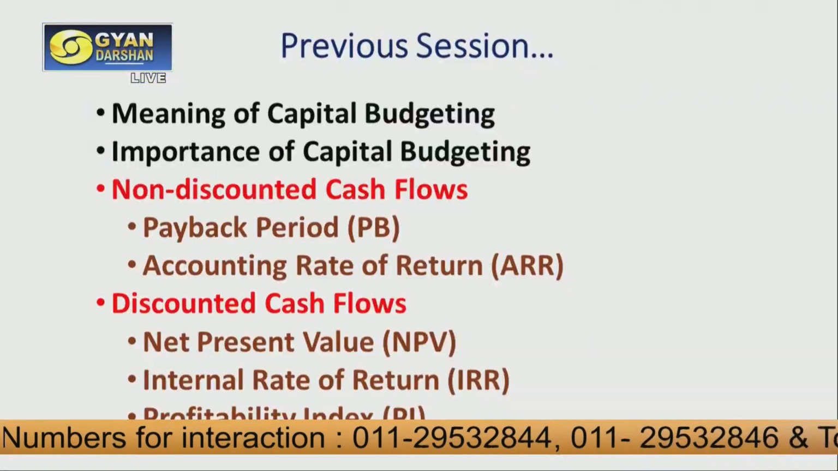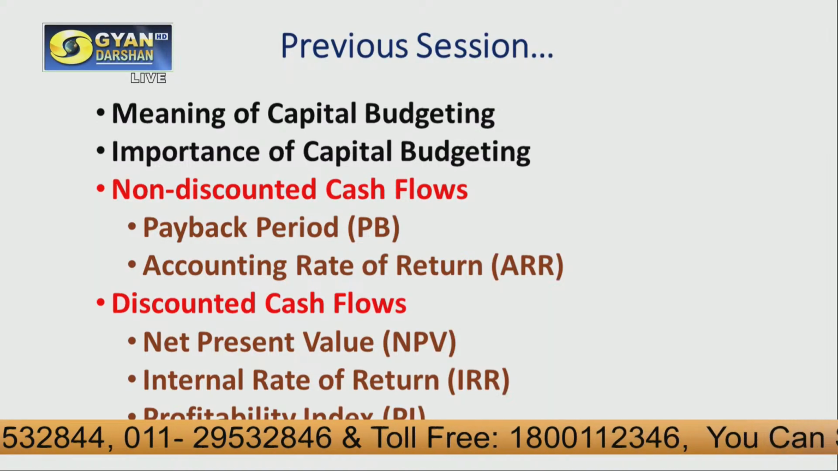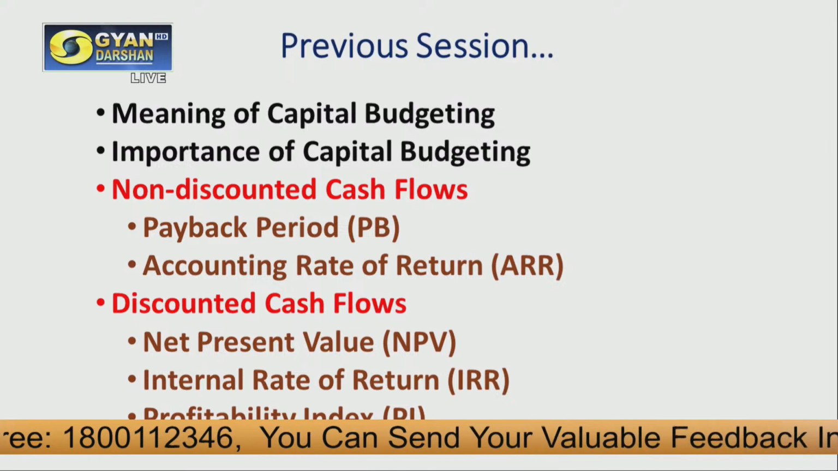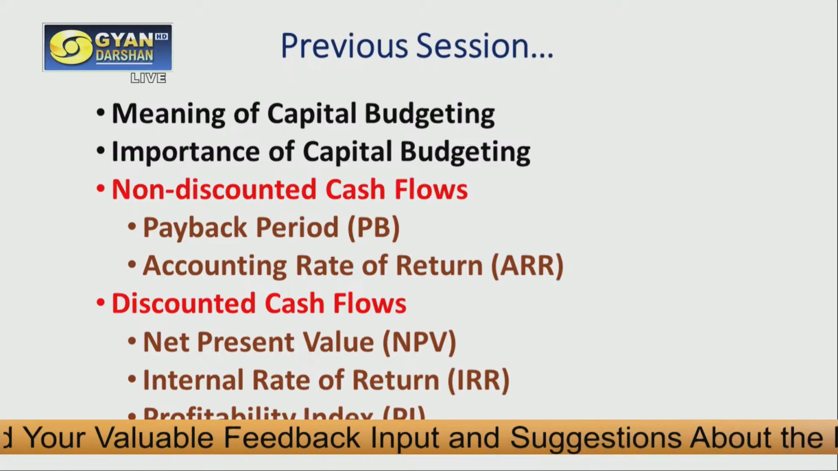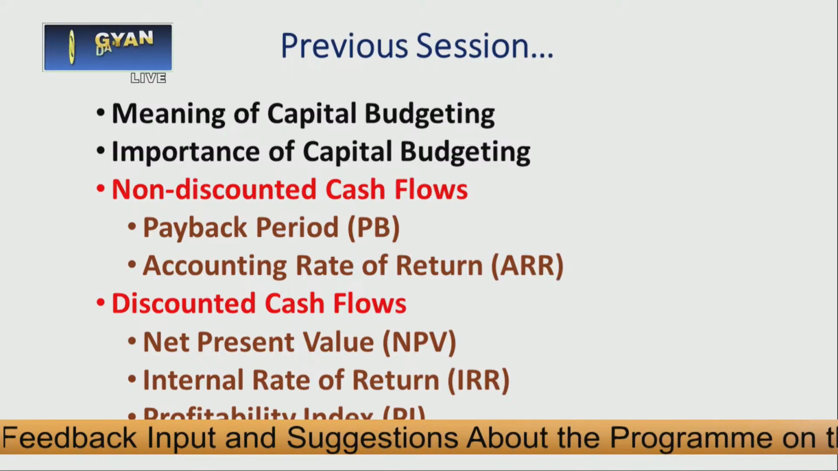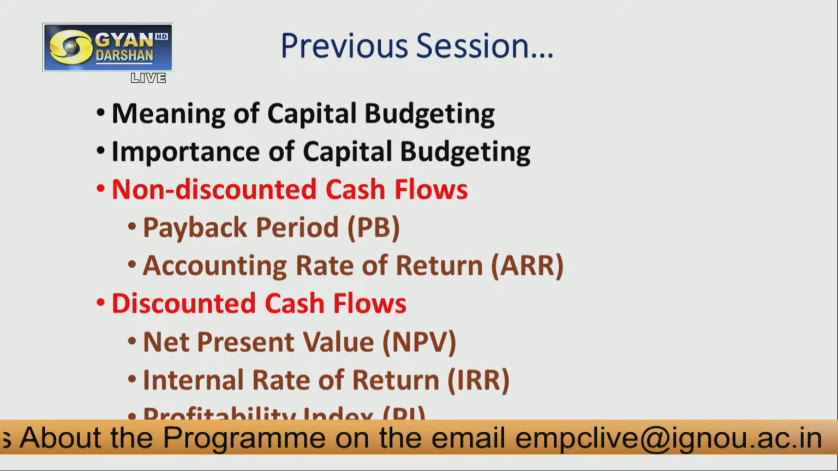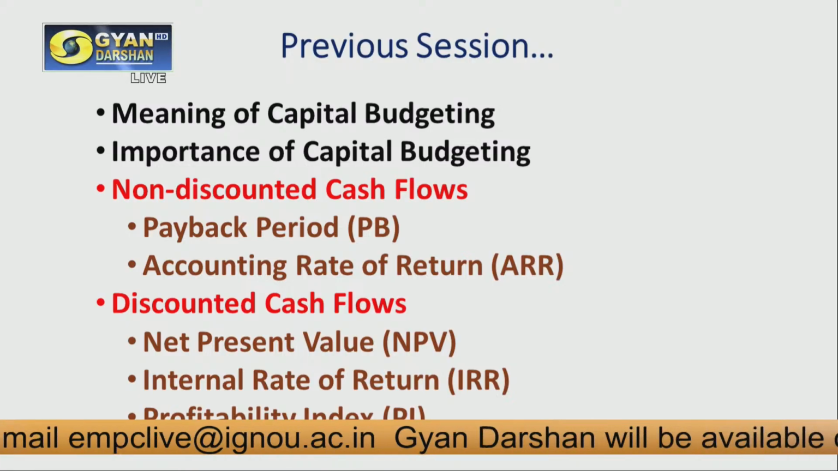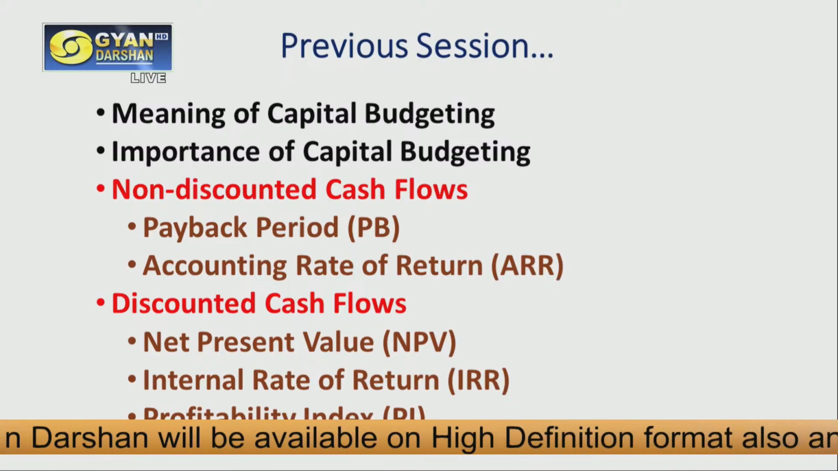So in the previous session, just to have a glimpse over it, we talked about capital budgeting, its meaning, its features, and the importance of capital budgeting. We also talked about evaluation criteria, and how evaluation criteria are categorized as non-discounting cash flow methods and discounting cash flow methods. We also discussed non-discounting cash flow methods, that is payback period method and accounting rate of return. We also learned to solve numerical problems for these two methods.